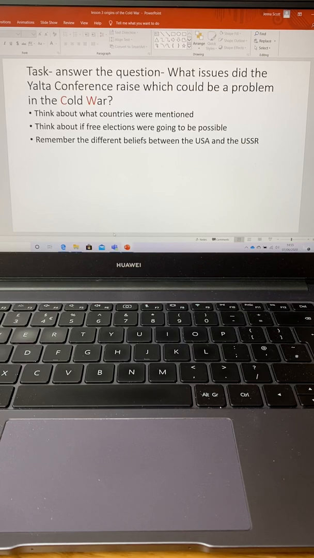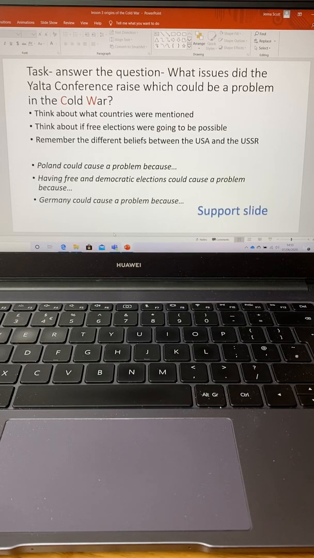Okay, task. So now you need to do a little bit of writing. What issues did the Yalta Conference, that meeting between those 3 countries, those 3 individuals, raise, which could be a problem in the Cold War? I.e., what tension is there? As I've put here, think about what countries were mentioned, think about if free elections were going to be possible. Remember the different beliefs between the USA and the USSR. There's a support slide to go with this. I've given you a few little structure points just to think about. So again, if you're not sure what to do, have a little look at those bullet points, those sentence starters. And then that should focus you in being able to answer that first task.